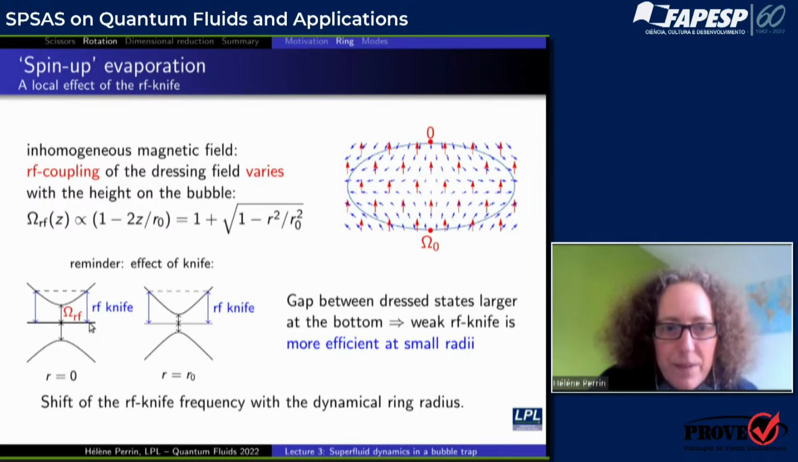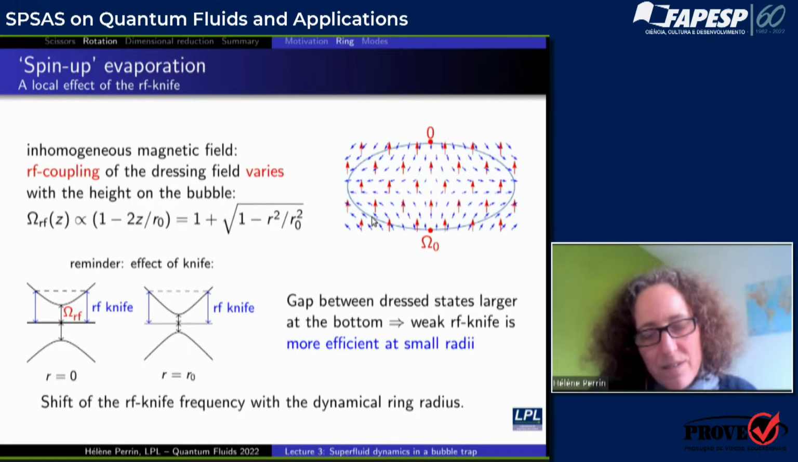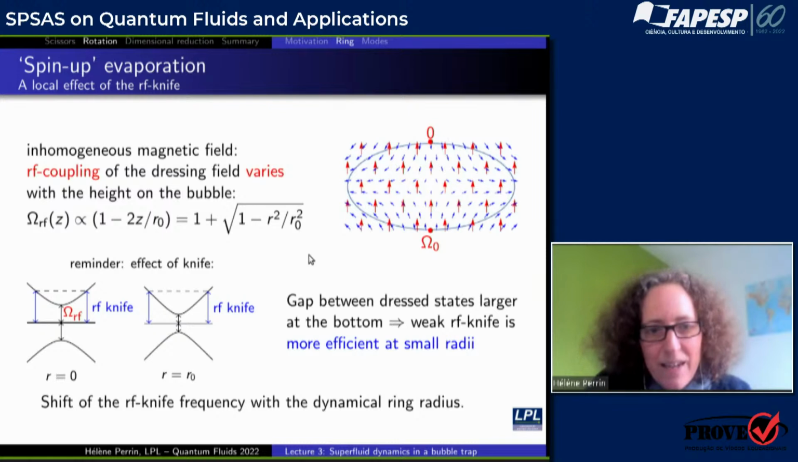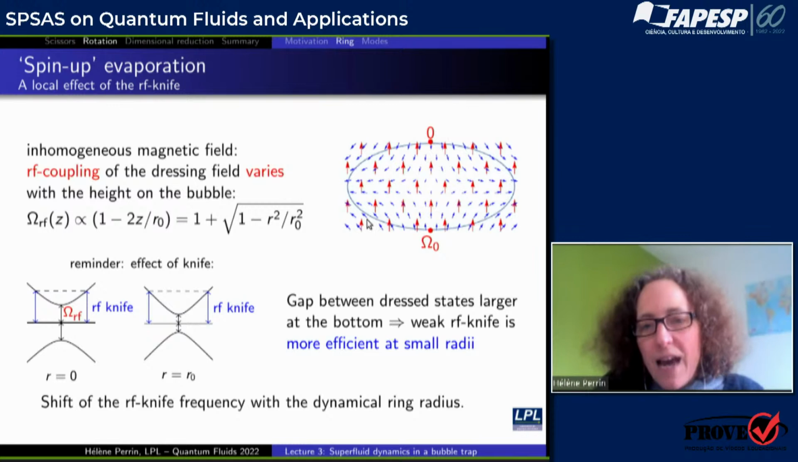At the bottom, this RF knife frequency corresponds to this potential depth, whereas if I go to a finite radius or a finite height, the same RF knife corresponds to a deeper potential. And so I am able to keep more atoms at a larger radius or a higher height than at the bottom. So you see that what my knife does is evaporate the atoms in the center more than the atoms at finite height.